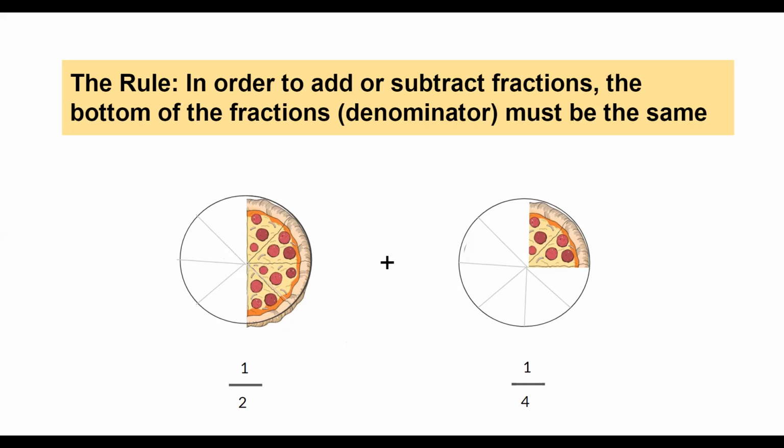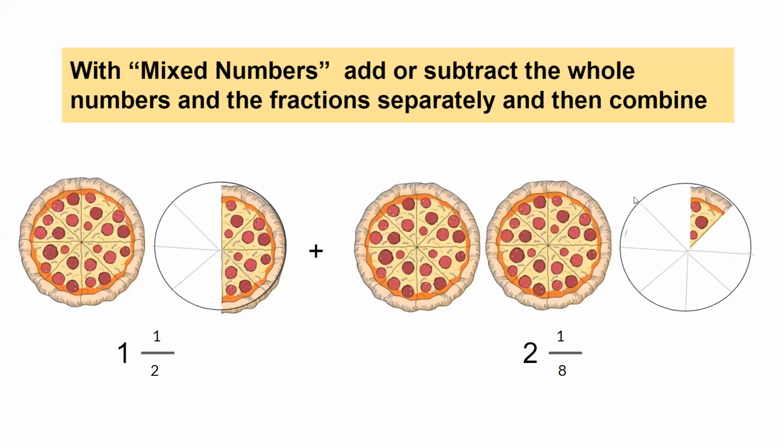All right, so let's talk about mixed numbers a little bit. With mixed numbers, we want to add or subtract the whole number part of the mixed number and the fractions separately, and then combine. So here we've adjusted this example so that we have 1 1/2 pizza on the left, and we have 2 1/8 pizza on the right. We want to add those two together to see how much pizza we have altogether.